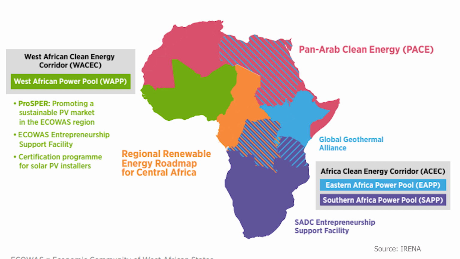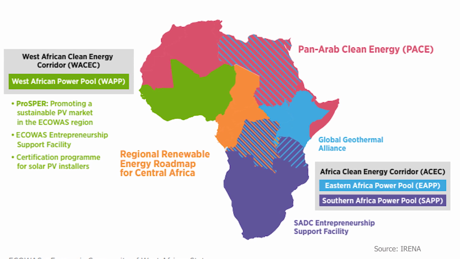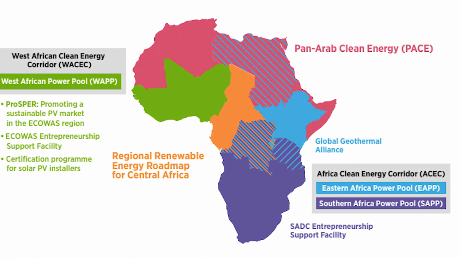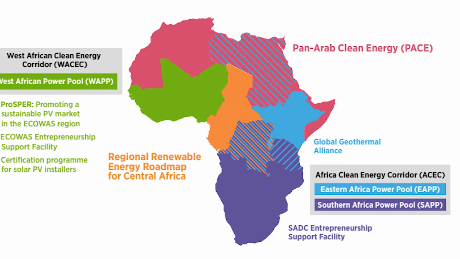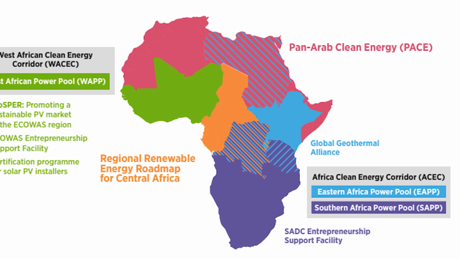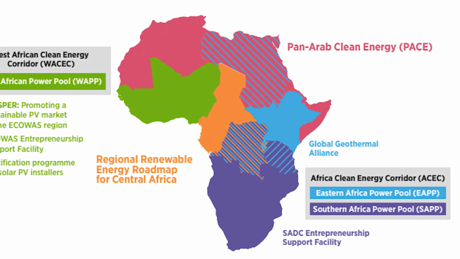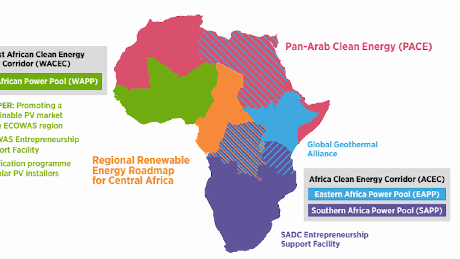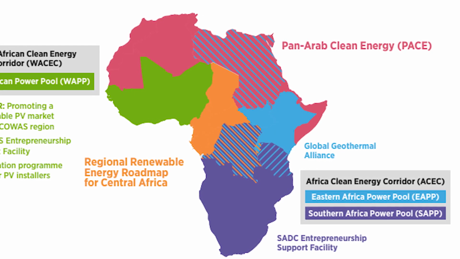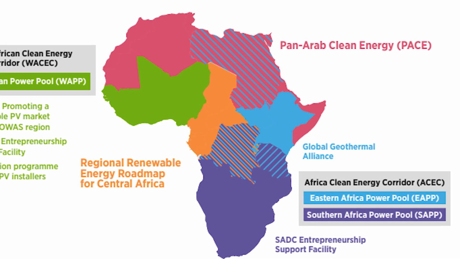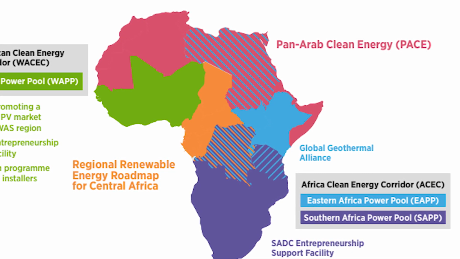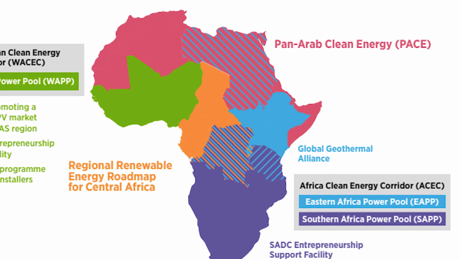Next, as you can see on the map, we have the Pan-Arab Clean Energy initiative, which covers some parts of Northern Africa and also some parts of Eastern Africa, thereby enabling the International Renewable Energy Agency to have access and influence, to assist these countries in implementing renewable energy solutions and tapping the potential of renewable energy resources on the continent.